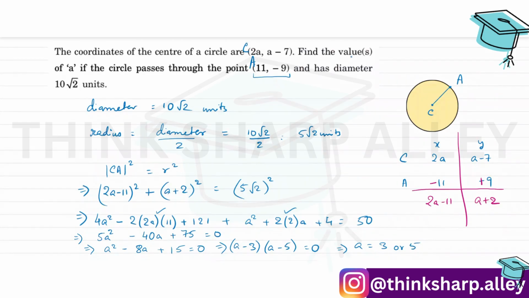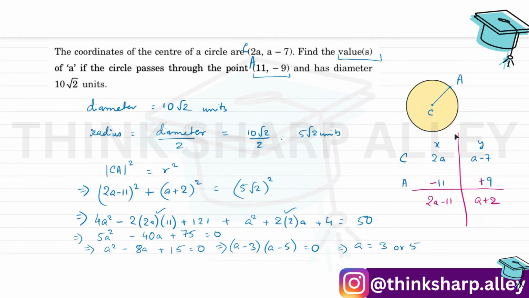Which means a's value is either 3 or 5. Now, note that in the question itself they have asked to find the value or values, which means more than one answer was possible. So here we got two answers. The value of a is 3 or 5. So once again, we used the idea that the distance between the center and any point on the circle is equal to the radius, and the distance formula helped us find the missing coordinate.